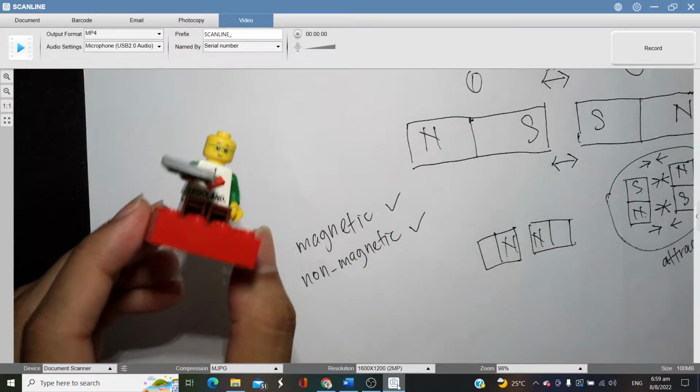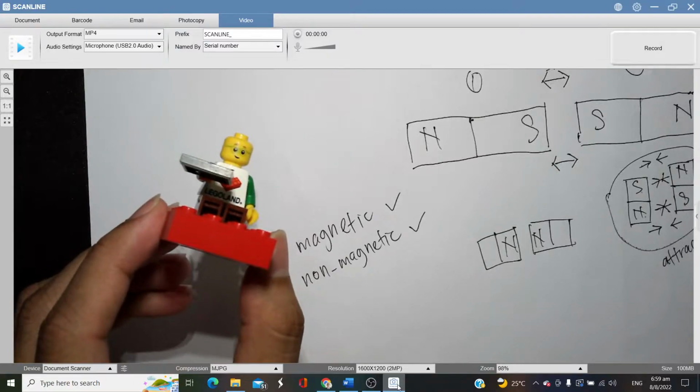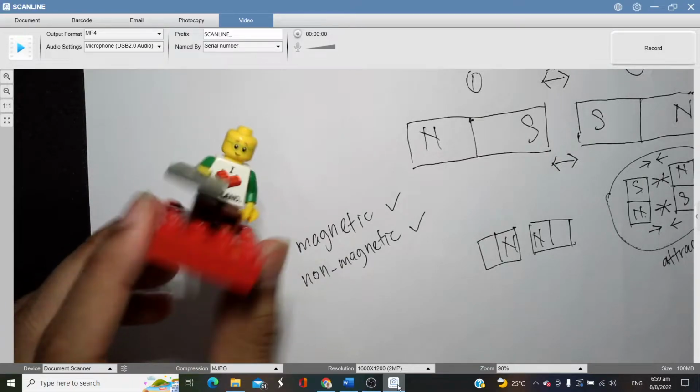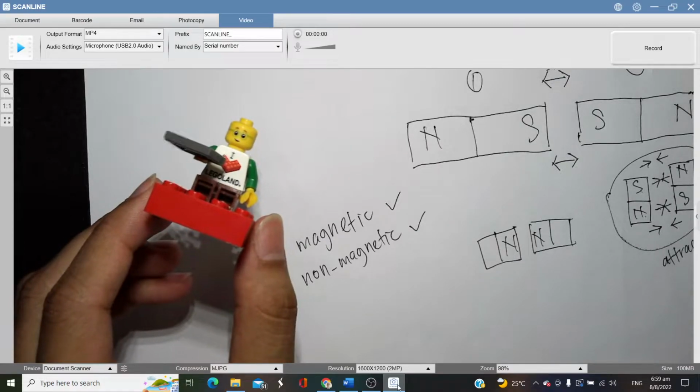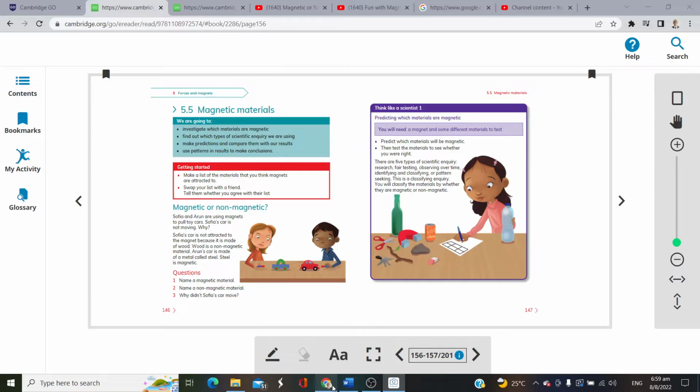This is actually a fridge magnet, and today you have to do Think Like a Scientist 1, page 147. So I think I need to explain to you first. All right, what I just said is magnetic or non-magnetic.